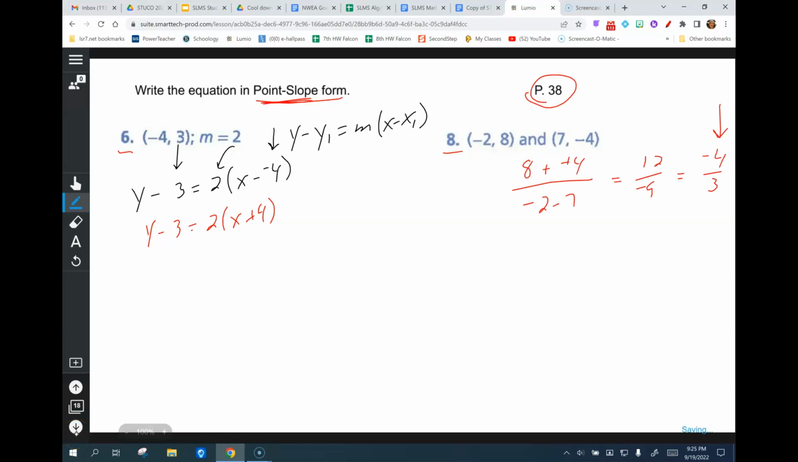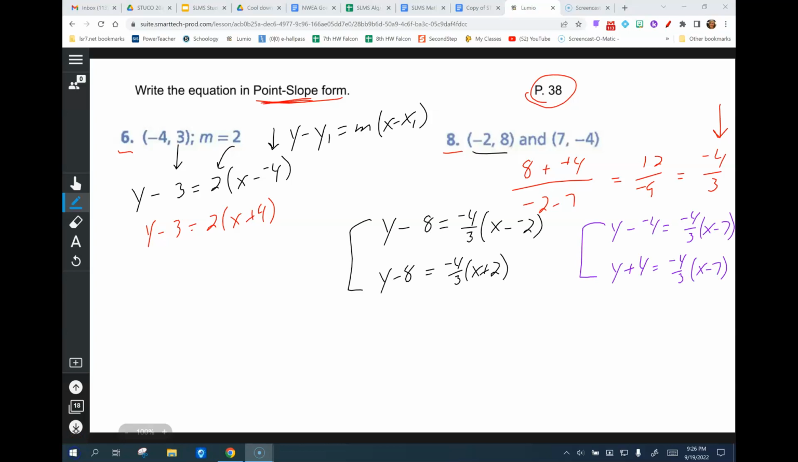Good. Now, does it matter which point you pick? Nope. Go. So if you picked -2, 8, one of your equations could look like this. And if you picked 7, -4, your equations look like this. And you might be thinking, but how do I know if these are the same equations? They don't look the same. You would have to get them into slope-intercept. And that's the one advantage with slope-intercept. You can compare much easier. So if you have these in slope-intercept, you would see they would give you all the same equation.